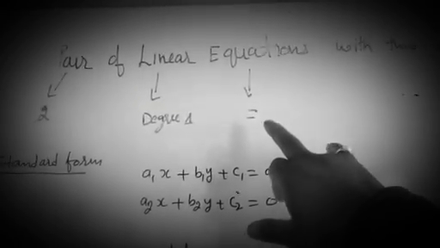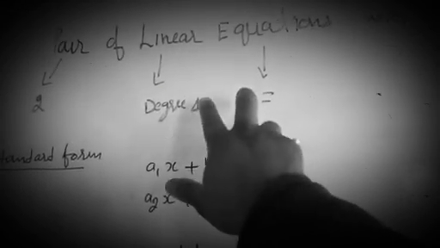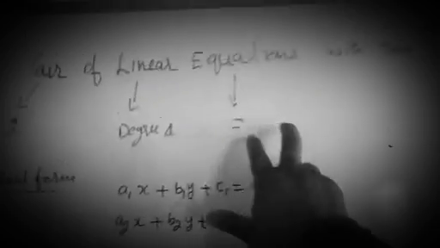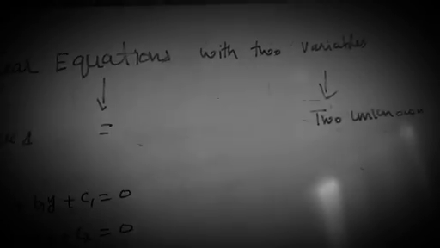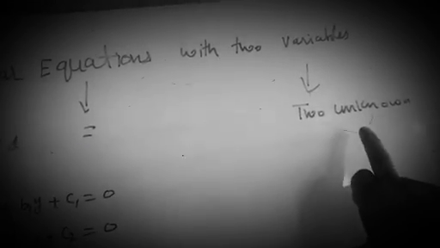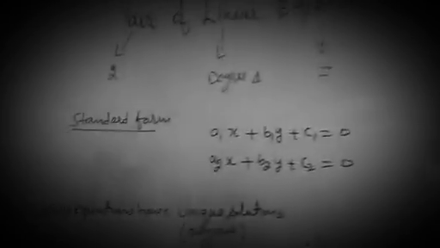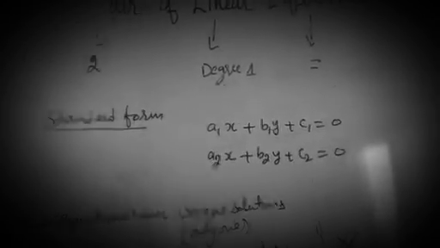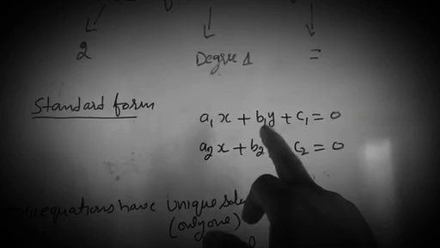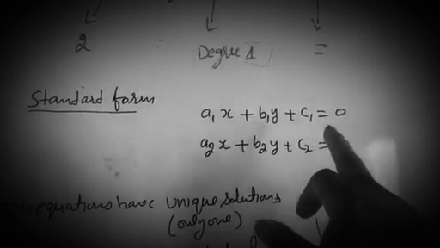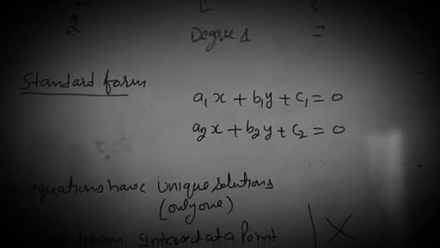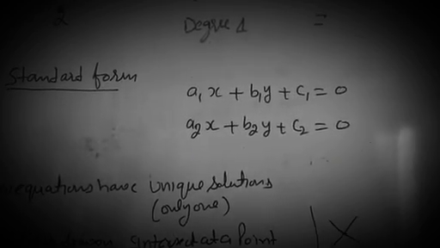Equation means there is an equal to sign, and there should be one expression on the left side and one expression on the right-hand side. And variables means two unknown things are there. So the standard form of the linear equations in two variables is like this: a1x + b1y + c1 = 0, and a2x + b2y + c2 = 0.